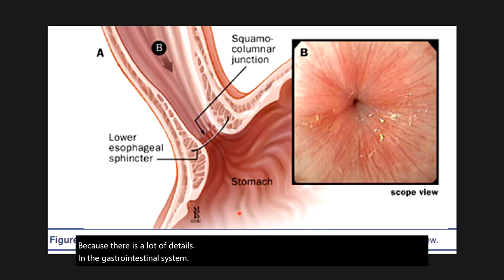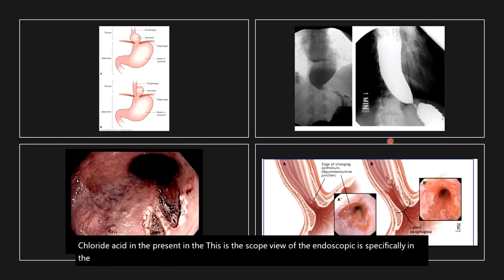This is a scope view of the endoscopic, specifically in the gastrointestinal junction. In that same location, we can have disorders that can produce bleeding, like Mallory-Weiss tearing, specifically located in that gastroesophageal junction, or what we call the lower esophageal sphincter.